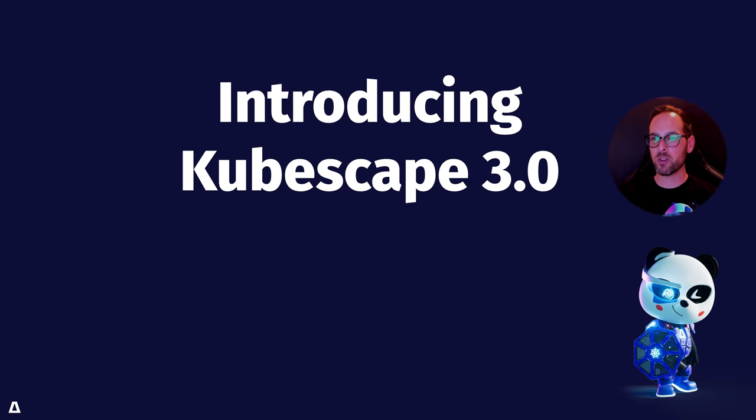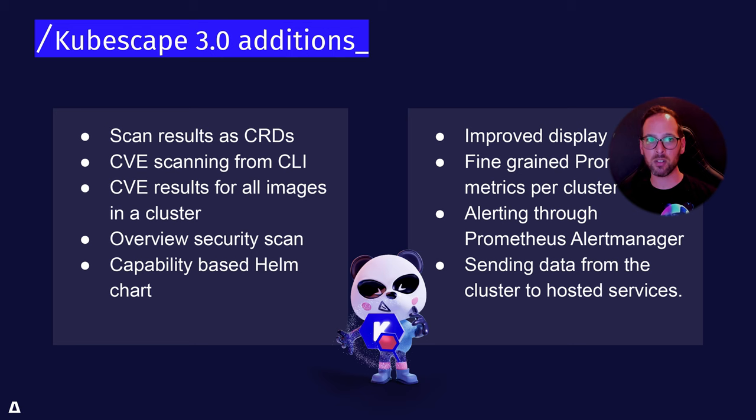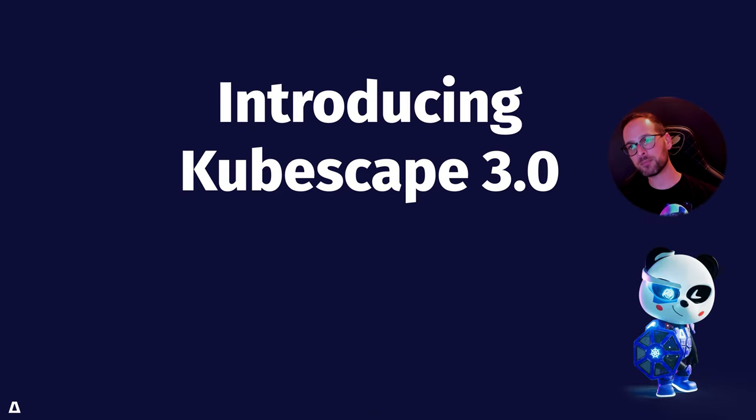Kubescape 3.0 represents a significant leap in Kubernetes security posture management. It leverages automation tools to identify and resolve security misconfigurations and compliance issues across all Kubernetes components. Today, we'll be exploring its new additions, including scan results as CRDs, CVE scanning from the CLI, comprehensive vulnerability results, and much, much more.